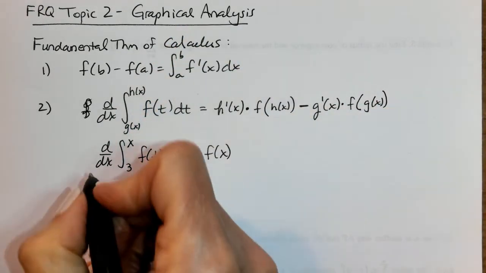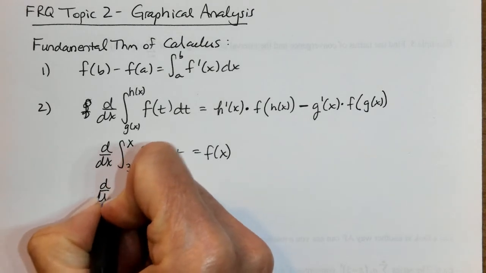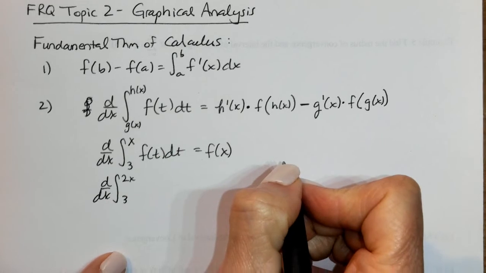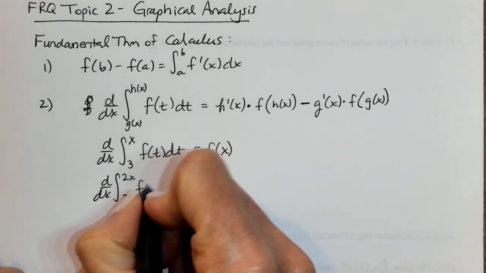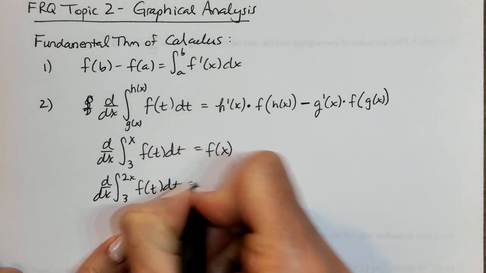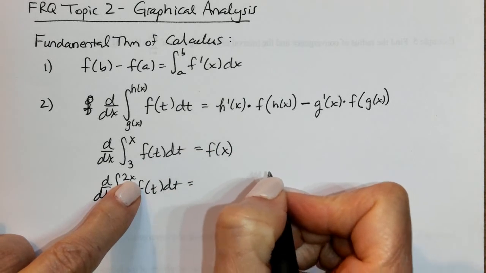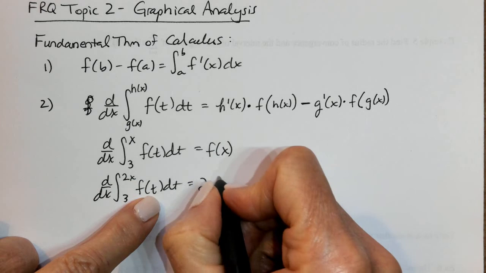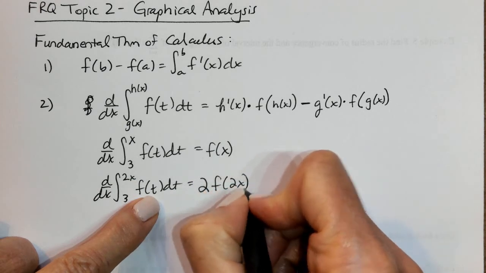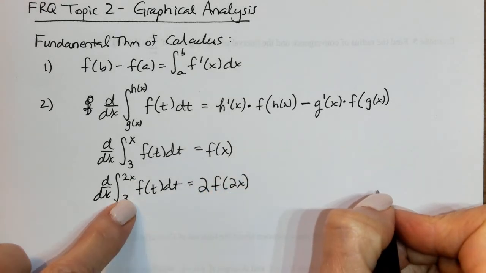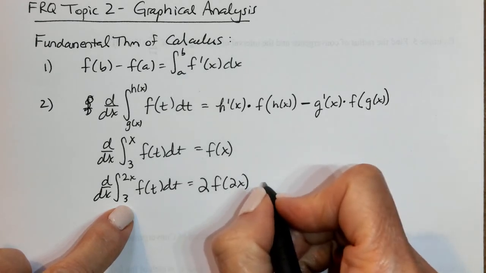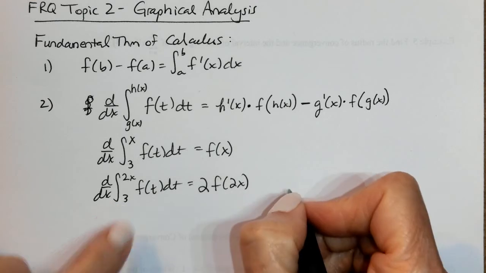Every once in a while I have seen them do something like a 2x or an x squared up there. And if they do that, just remember that you have to multiply by the derivative of that first and then replace your t with that 2x. The derivative of the bottom boundary is 0, so that doesn't even make an appearance here.